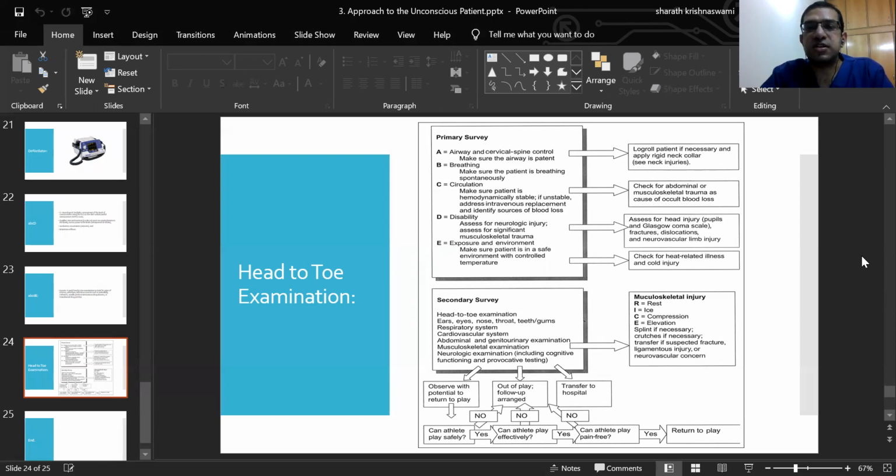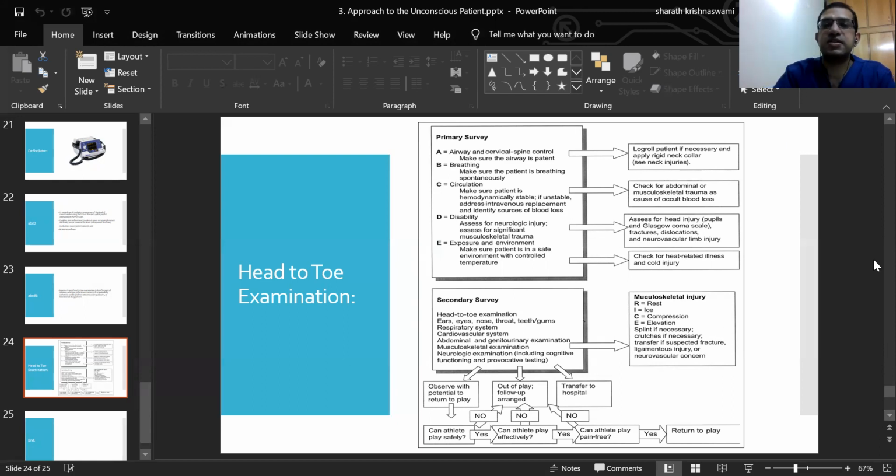Disability stands for neurological disability, in which you assess whether the patient has a head injury. You can check his pupils, check whether he has any dislocations of his body, and check whether he has any nerve injury. It is important to make sure that the patient is exposed so that you can assess the patient well and assess the environment that the patient is in. Also look for any heat-related illness or cold injury that may occur to the patient.